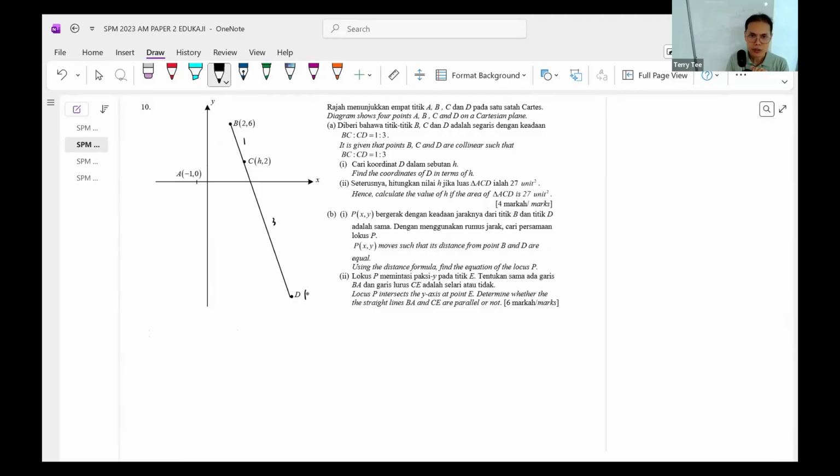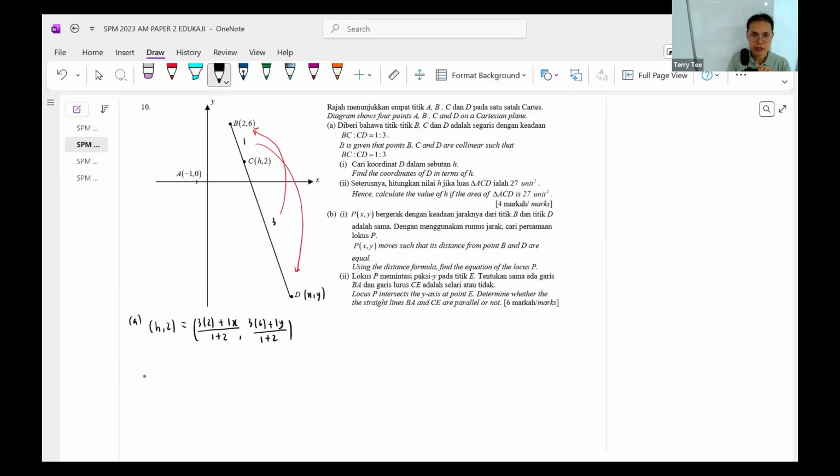Now the problem is we don't know coordinate point D. I call it (x, y). So this one will use the division of a line segment formula: (nx1 + mx2) over (m + n). We know the point in between is C, (h, 2). It doesn't matter which one is x1, x2. The most important thing is the ratio must be opposite. So we take 3 times 2 plus 1 times x over total ratio 1 plus 2. Then we take 3 times 6 plus 1 times y, total ratio 1 plus 2.